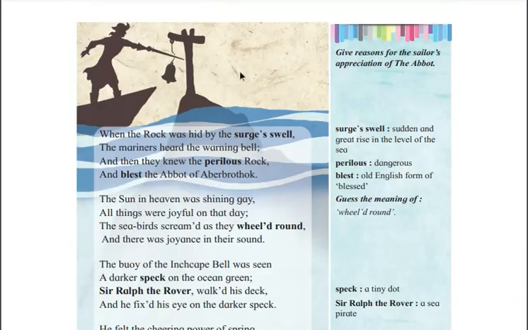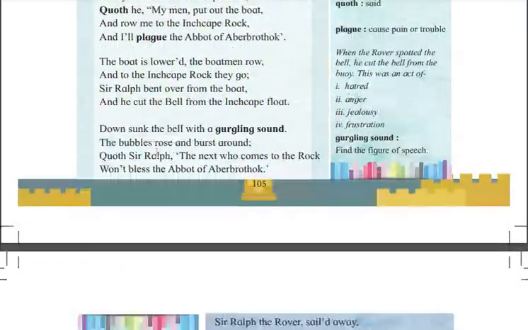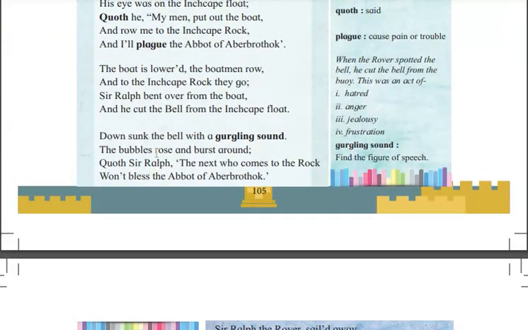You can see in this picture in the four line what they are explaining. And then after that, down, down sunk the bell with a gurgling sound, the bubbles rose and burst around. So they are explaining that when he cut down the bell, it sunk into the water, and while going into the water there was a sound coming.